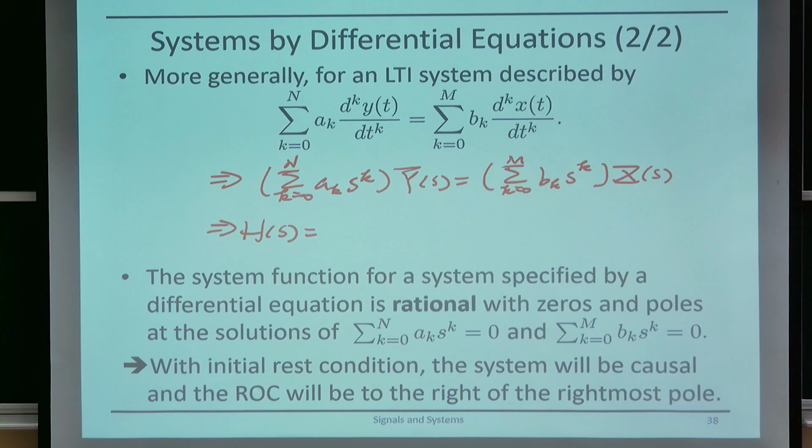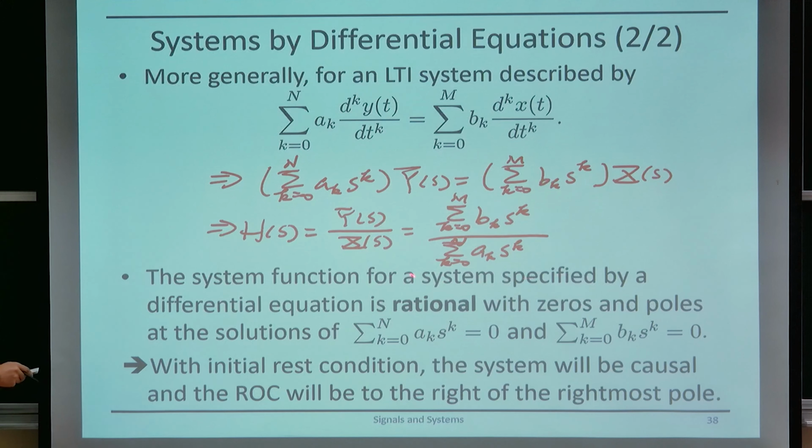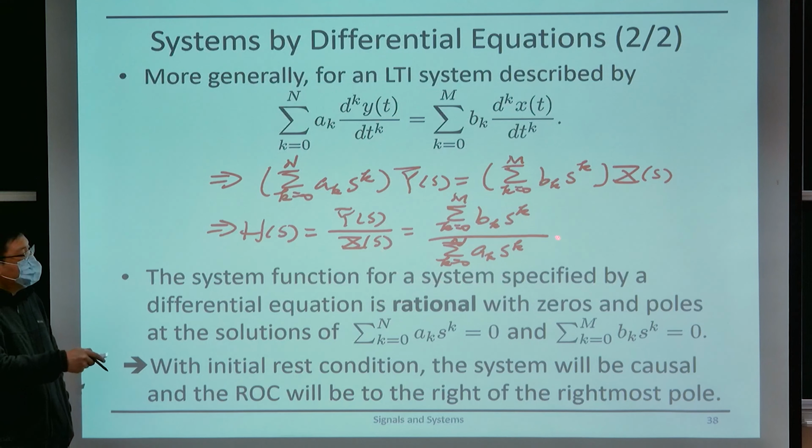Okay? So then we can find the Laplace transform of the system, the system function or transfer function, as the ratio of y of s over x of s. And this is equal to summation bk s^k, k from 0 to m, over summation ak s^k, k from 0 to n. Okay? So from this general case, you can see that indeed, for a system described by linear constant coefficient differential equations, the system function or the transfer function is always rational.